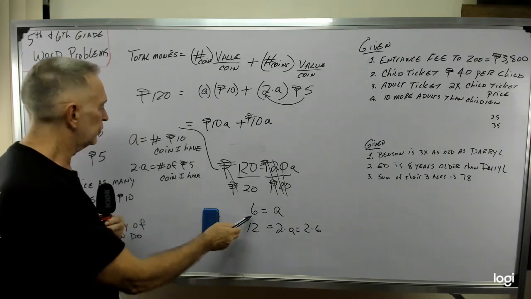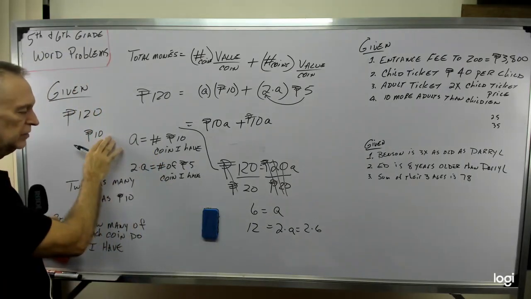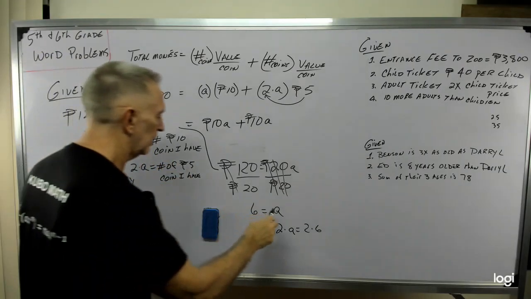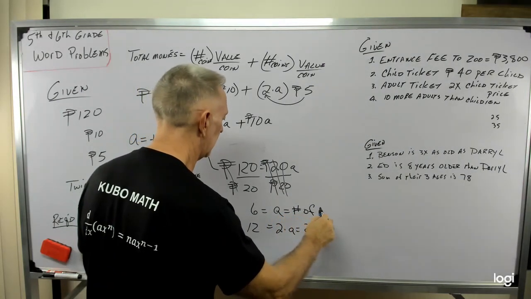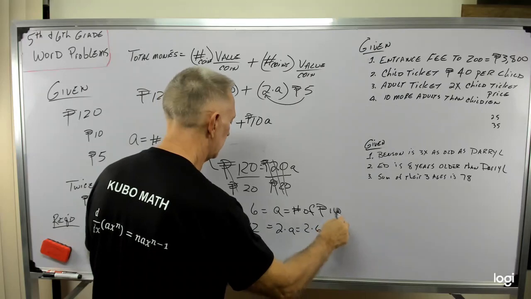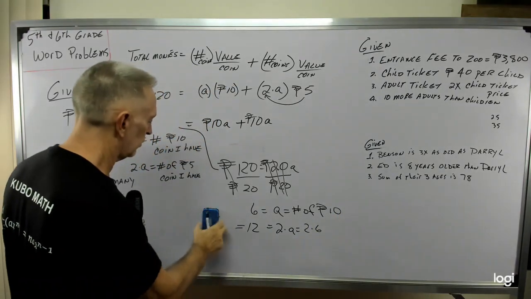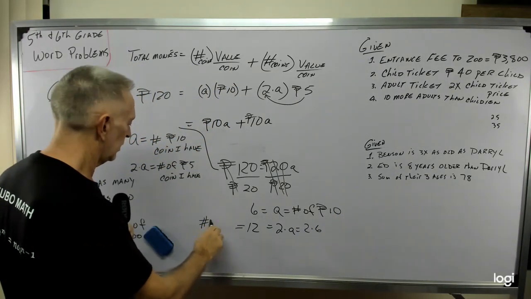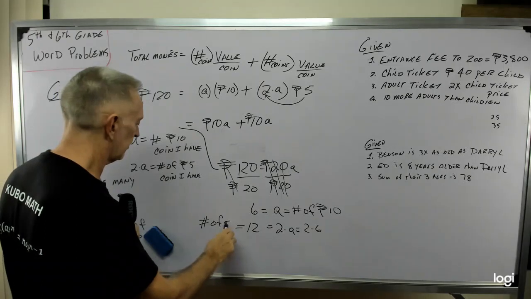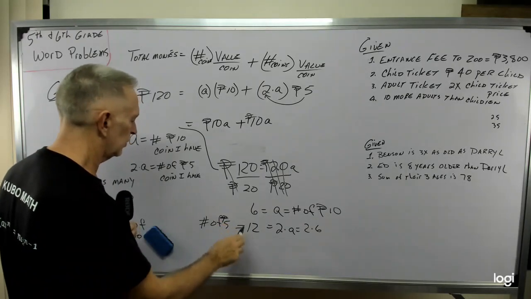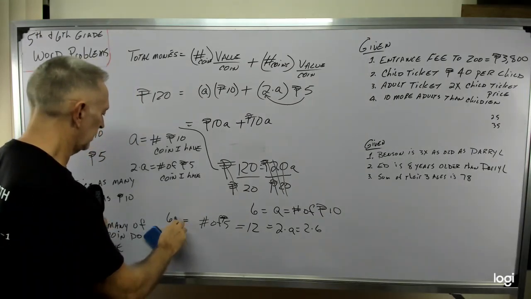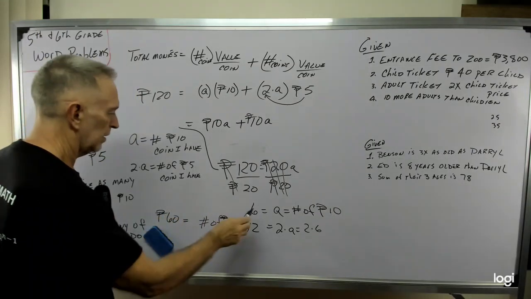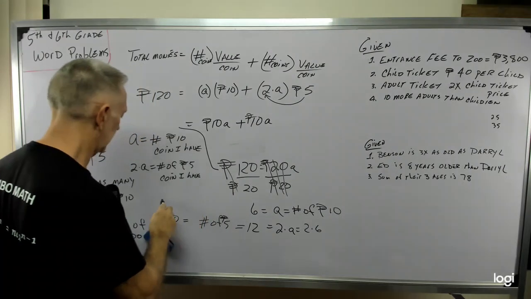So I have 6 of the 10s. That's the number of 10s I have, 10 pesos. And 12 equals the number of 5s, pesos. Well, 12 times 5 equals 60. 6 times 10 equals 60.